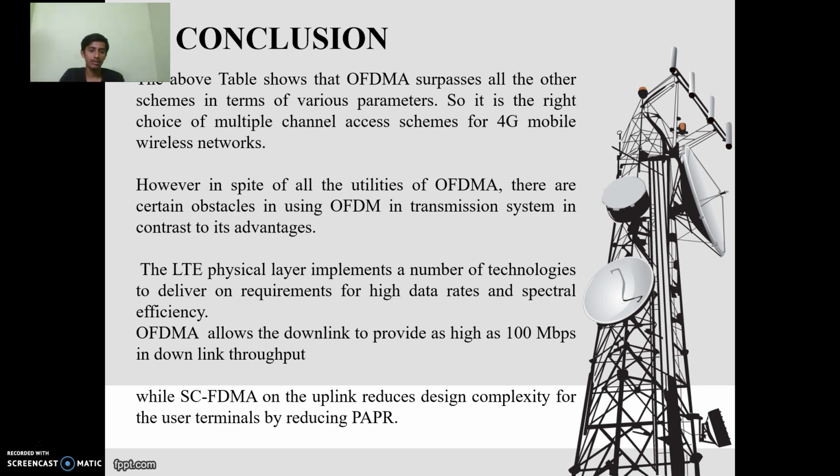In contrast to its advantages, the LTE physical layer implements a number of technologies to deliver the high data rates and spectral efficiency required. OFDMA allows the downlink to provide as high as 100 Mbps in downlink throughput, while SC-FDMA on the uplink reduces the design complexity for the user terminal by reducing PAPR.